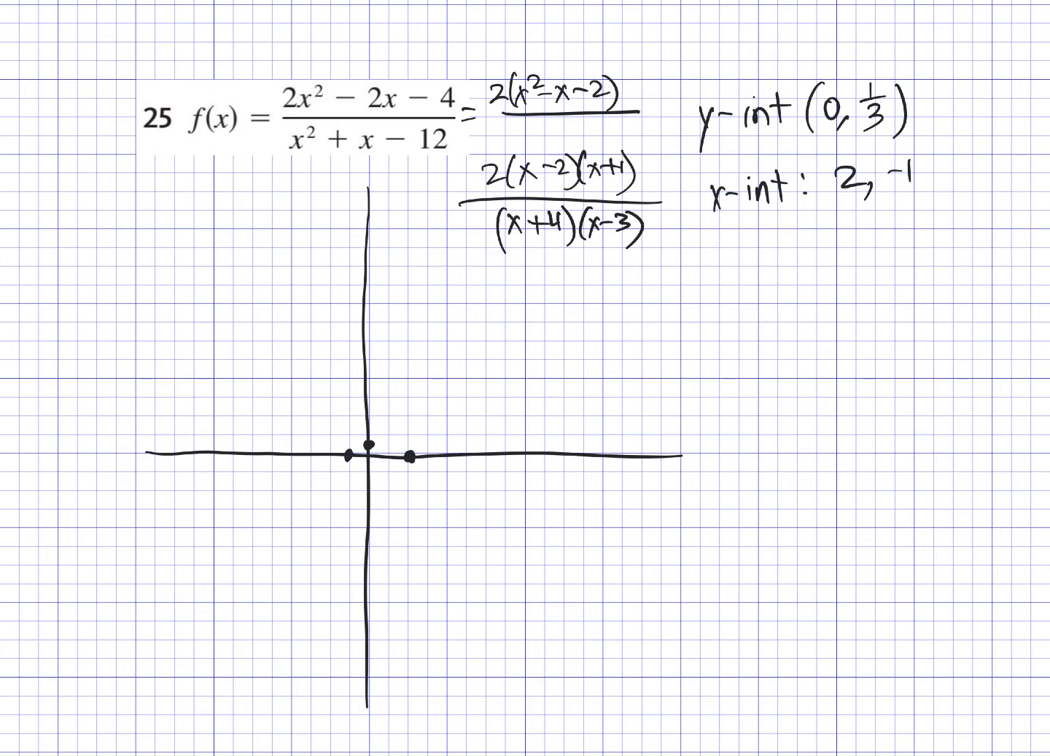Okay, so now vertical asymptotes are next. The zeros of your denominator would be -4 and positive 3. So -4, positive 3. So all of our points are in the middle there. And our horizontal asymptote would be, we have the same exponents, so our leading coefficients, y equals 2.